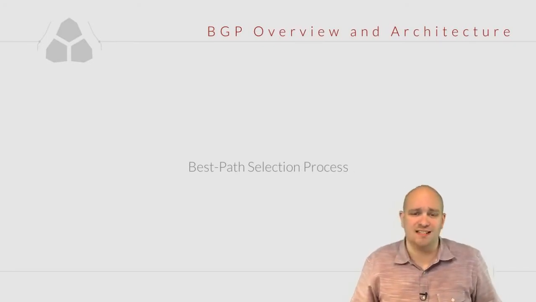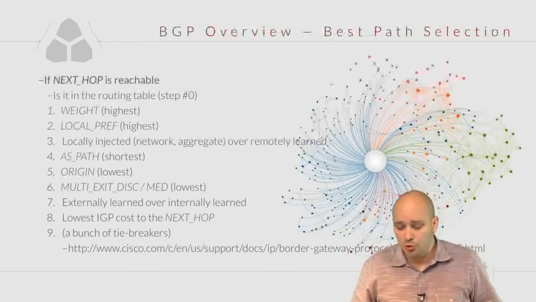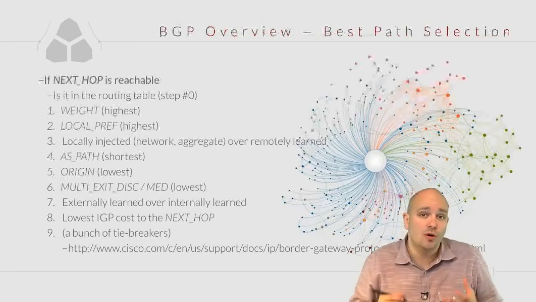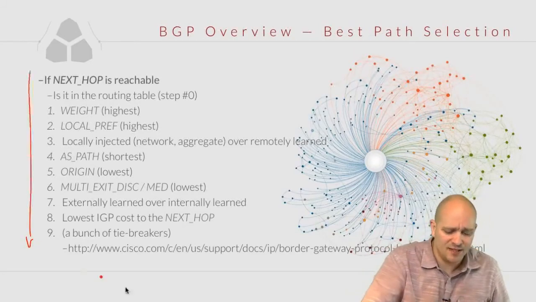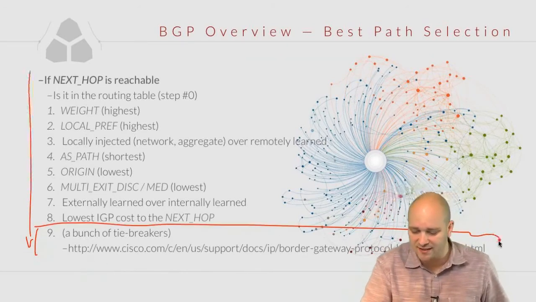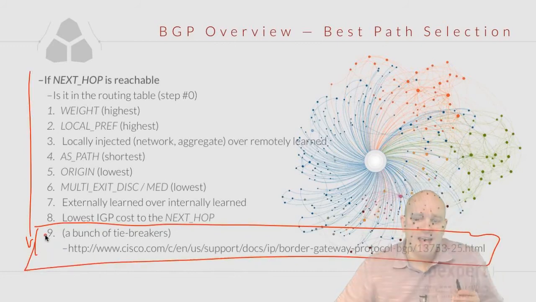What BGP uses is a very elaborate best path selection process that goes through the list of these attributes and uses them in a way that is unique to the particular attribute being examined. This list here is processed sequentially. I'm just going to start at the end. It might be a little bit unusual, but it will make sense in a second. At the end, I have simply said that we have a bunch of tiebreakers, and here you have the link where you can find a more detailed description of this process.